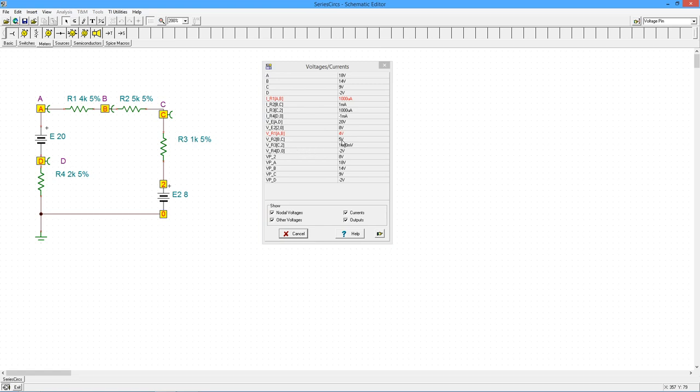R2 is 5 volts. R3, 1,000 millivolts is a volt. And then, of course, 2 volts across R4. All right, so far, so good.